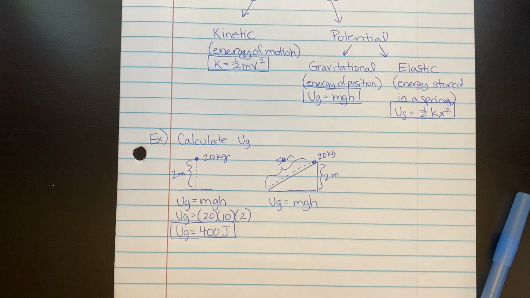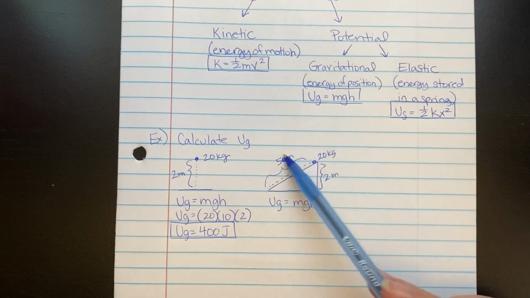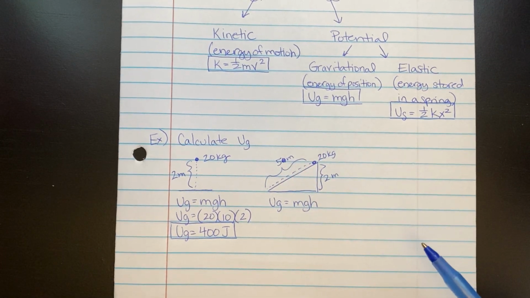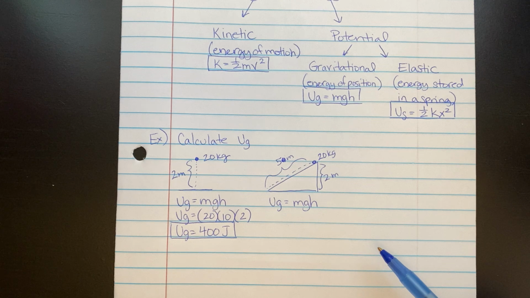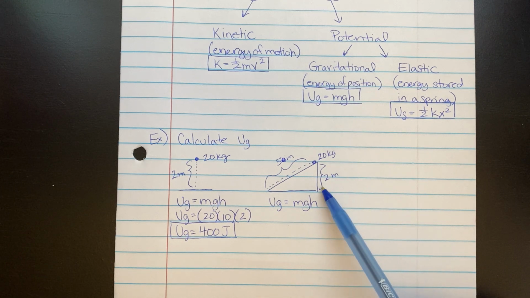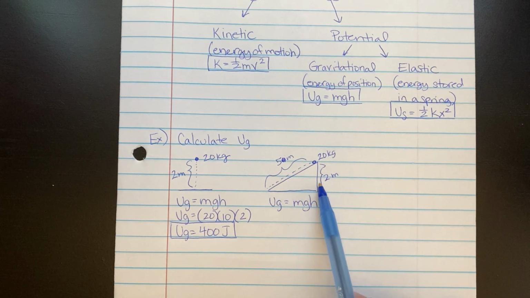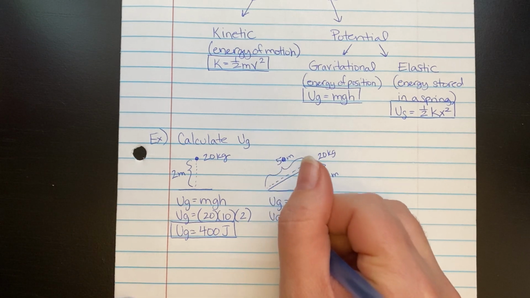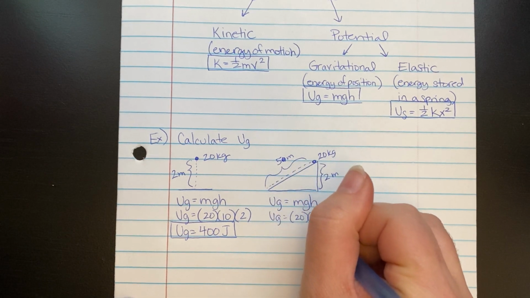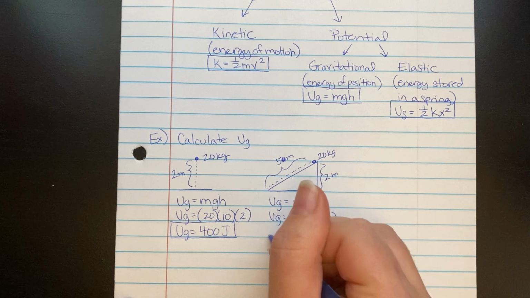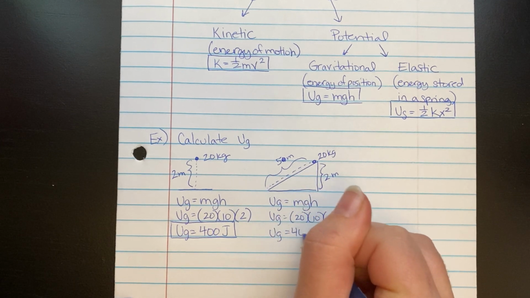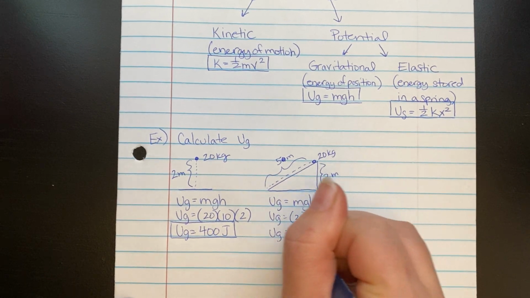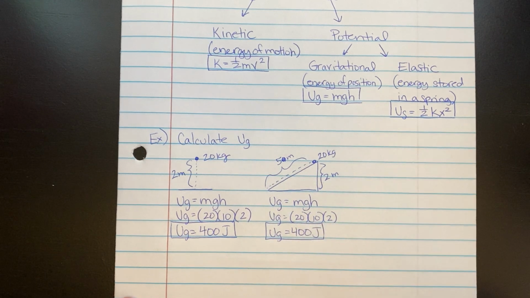Well, we know that UG is equal to mgh. In this case, we know the mass is 20. And which one are we going to use here? Hopefully you're saying to yourself, hey, the height is 2. It's actually going to give us 20 times 10 times 2, or in this case, UG is also equal to 400 joules.